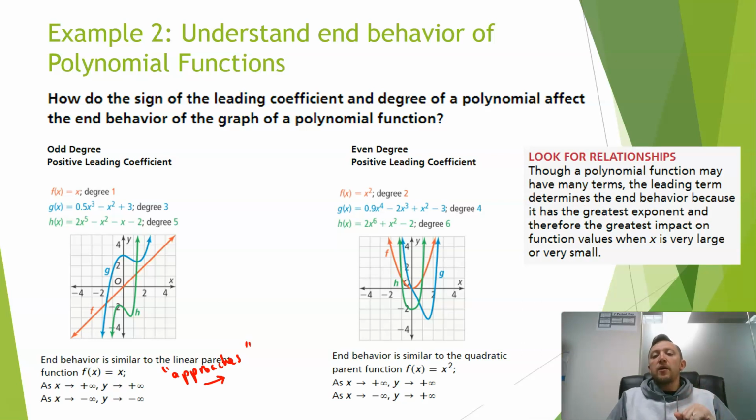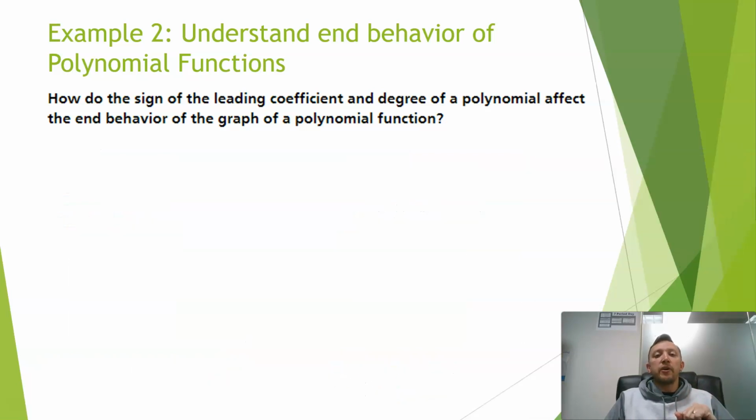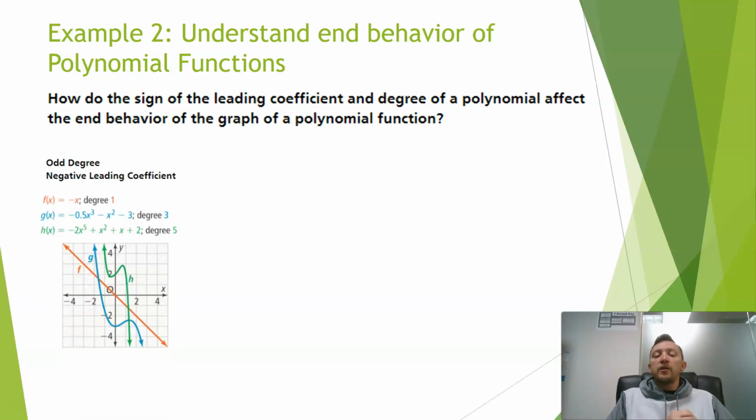So again, this just summarizes what we were just talking about here. All right, so let's look at this next one. So again, this is dealing with an odd degree. Notice what happened with these graphs. They just flipped. Okay, so here we have the same graphs, except now they're flipping. So instead of going up and to the right, they're going to go down to the left. Okay, or down and to the right instead of going up.